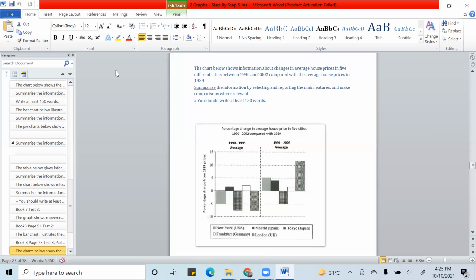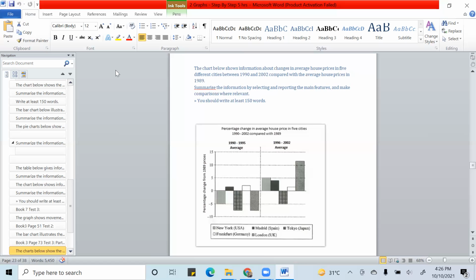And when we compare it with the base year, this is still all overall, the four countries like New York, Madrid, Tokyo and London were above the base price of 89. It was only Frankfurt which was below the baseline in 2002. So there has been a positive shift in property prices in 4 out of 5 countries when we compare it with 89.